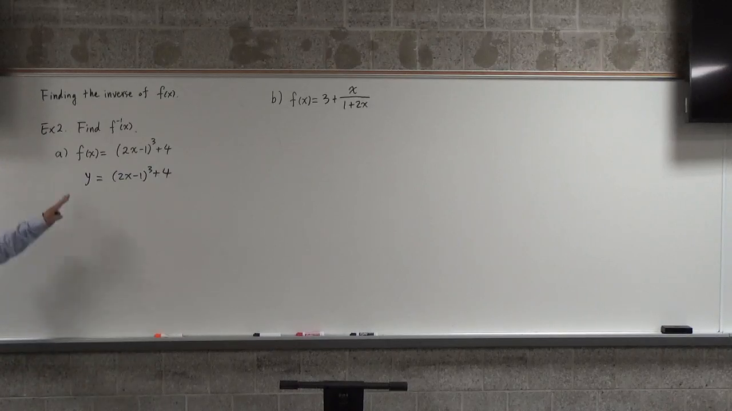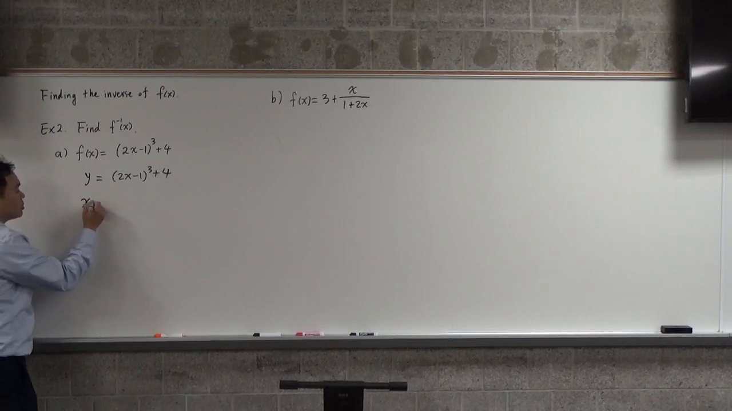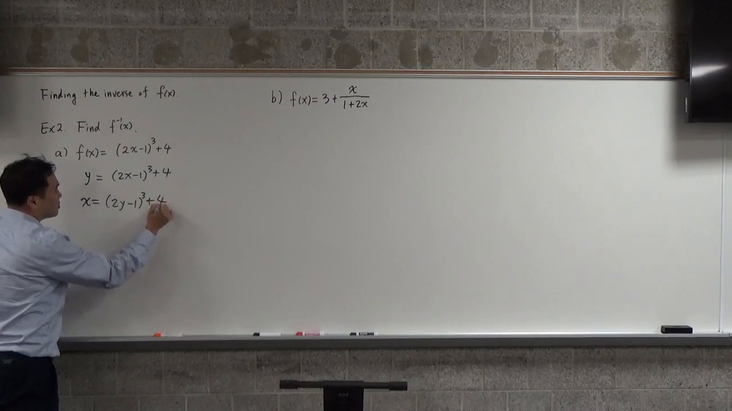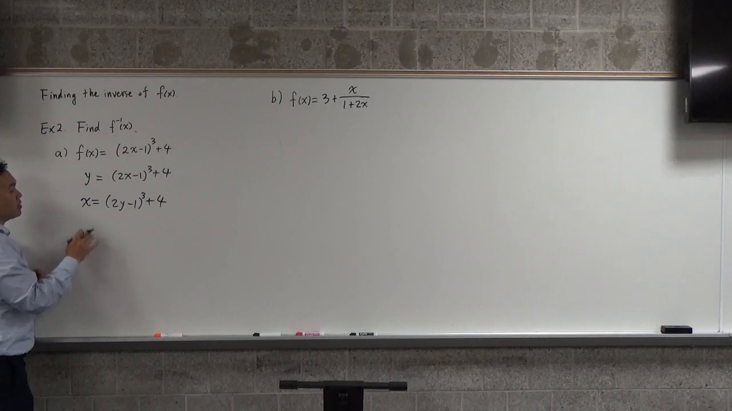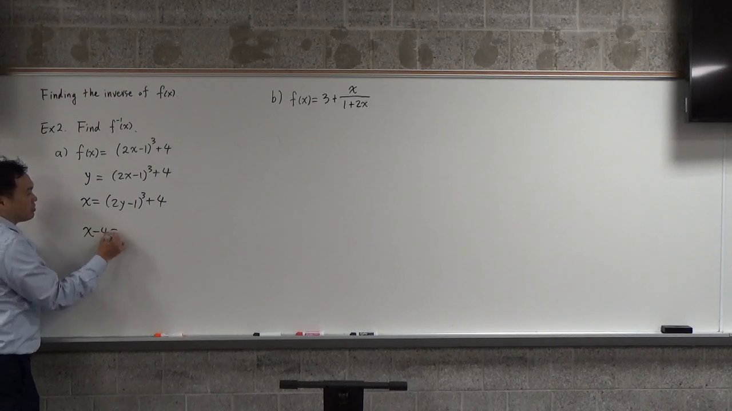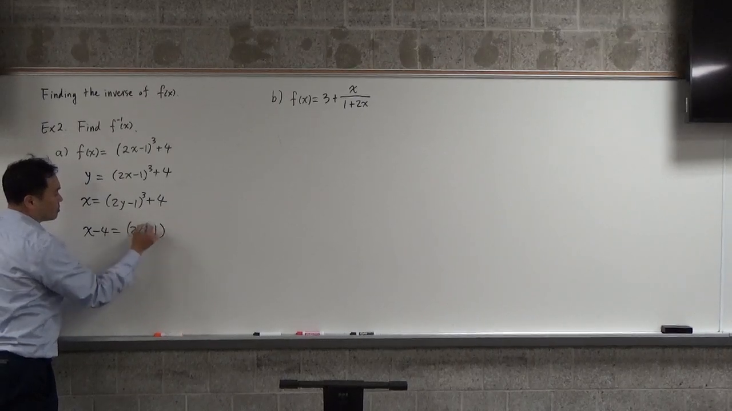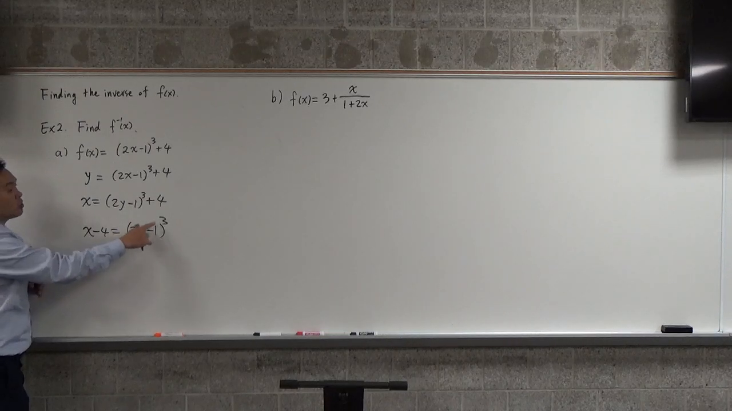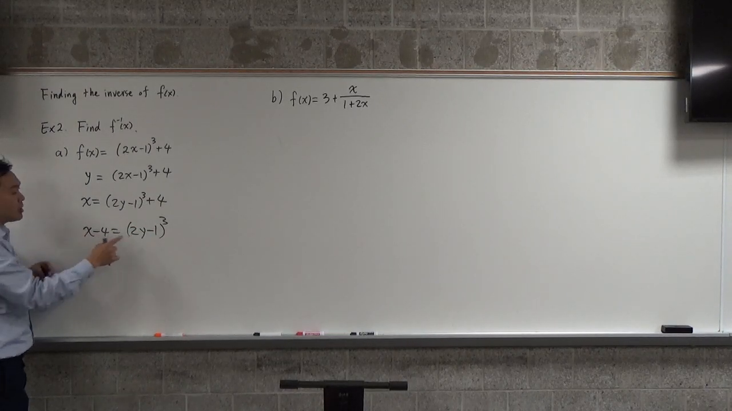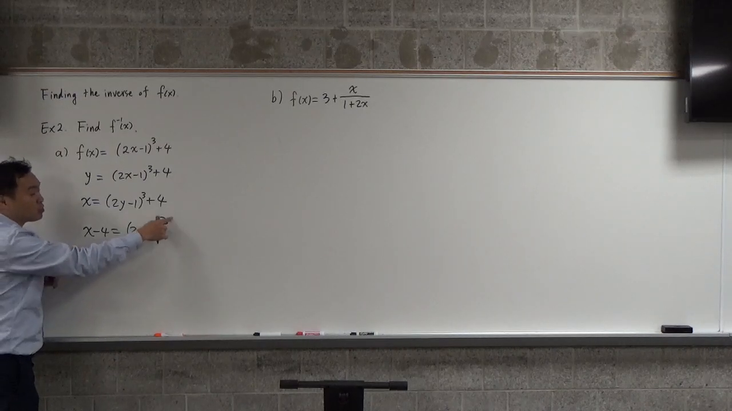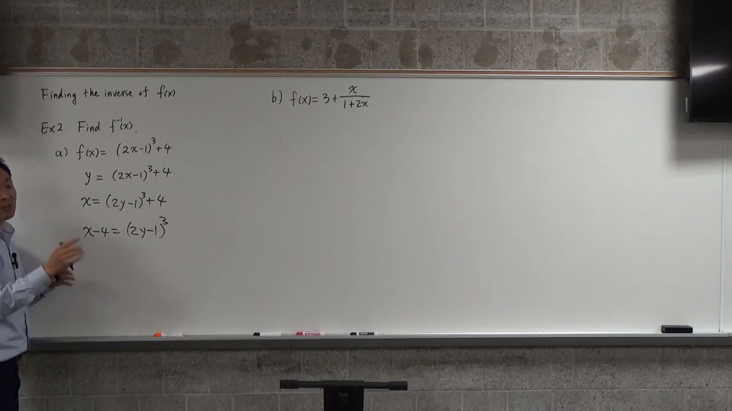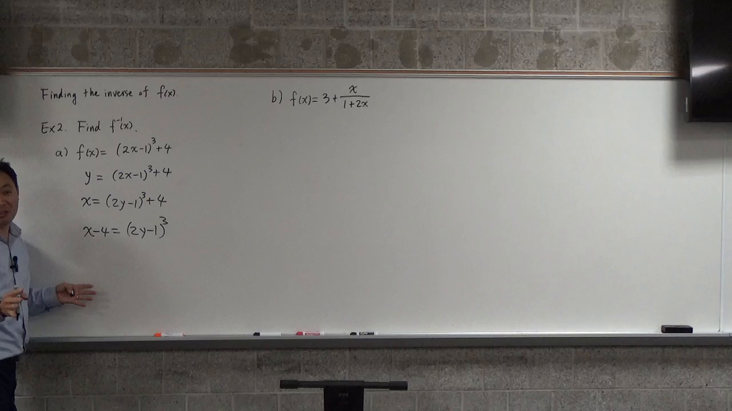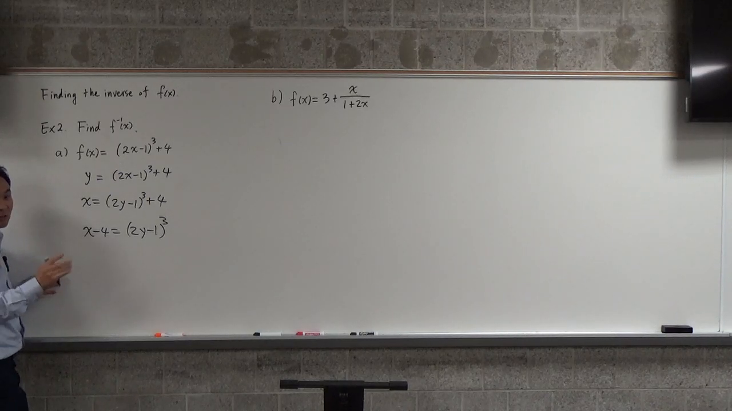All right, step 1, you introduce y. Step 2, you switch x and y. Now you have to start solving for y by subtracting 4 both sides. And then what has to go away first? The cube, because that's done last. If you think about it, you multiply by 2, subtract 1, and then cube is done last. What's done last must go away first. Shoes and socks, right?